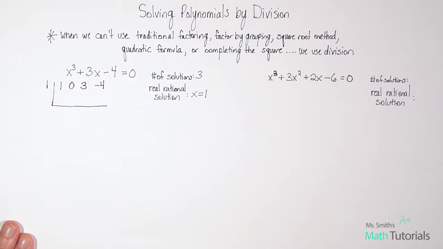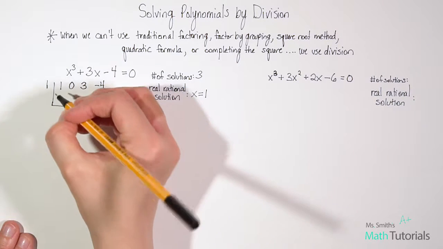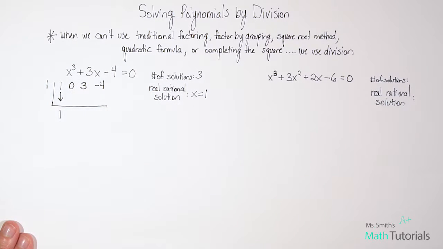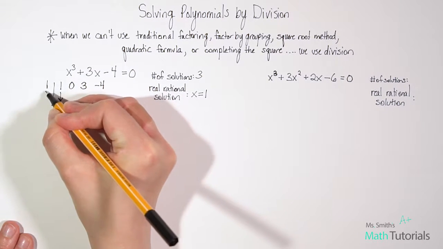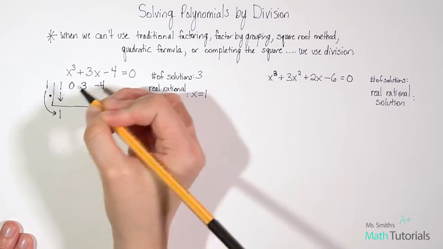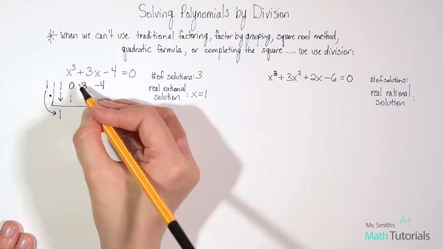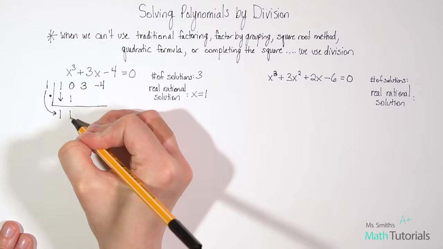And then from here, we want to do our synthetic division process. So that means we bring down the first number, just 1. We then start our multiplication chain. 1 times 1 is a positive 1. We then combine down, so 0 plus 1 is 1.